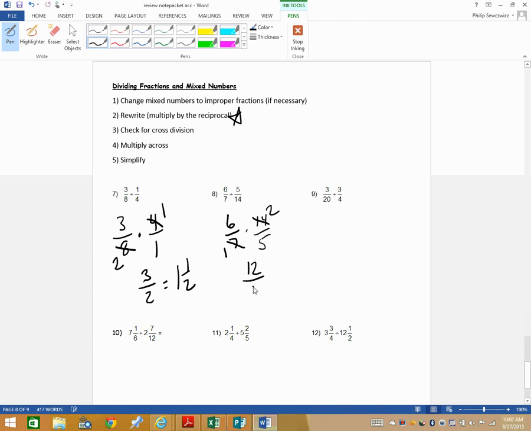6 times 2 is 12. 1 times 5 is 5. Nothing fits into 12. Nothing fits into 5. So I would buy that from you. If you want to simplify, all right, I can take out 2 groups, and I would have 2 pieces left over. So I would take 2 and 2/5 from you.